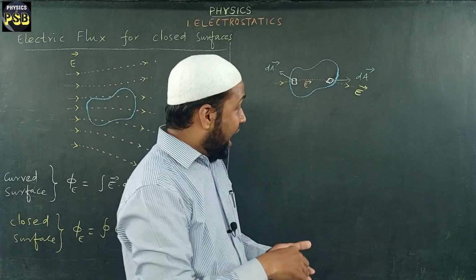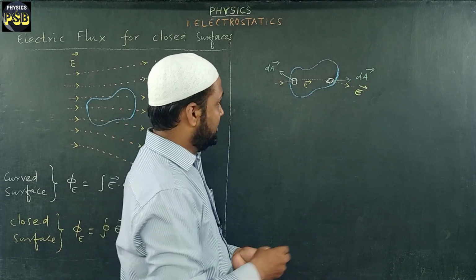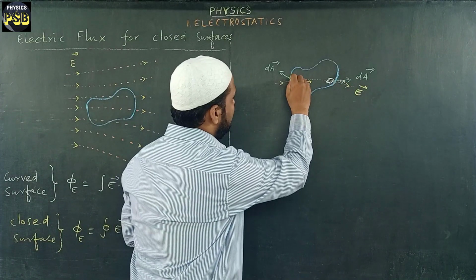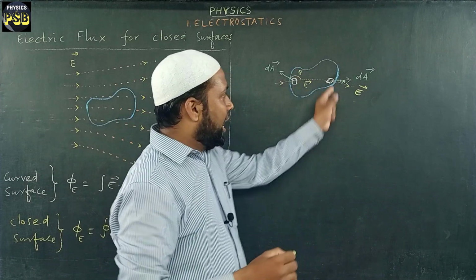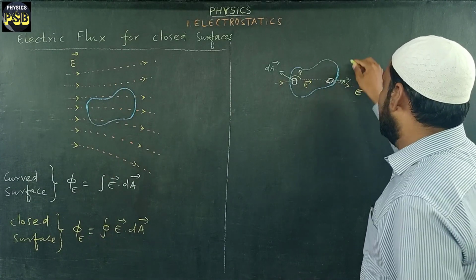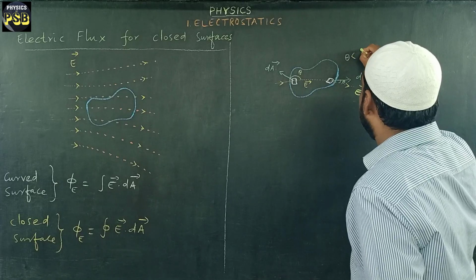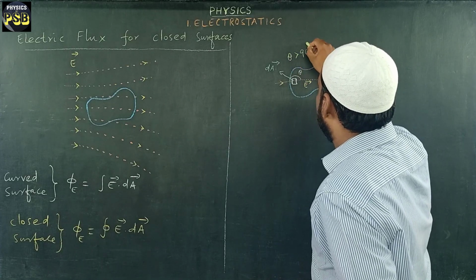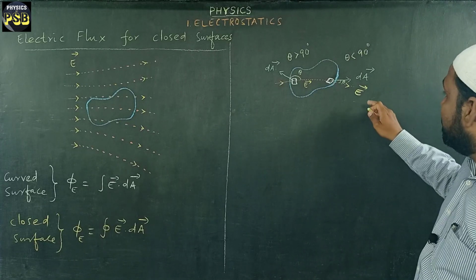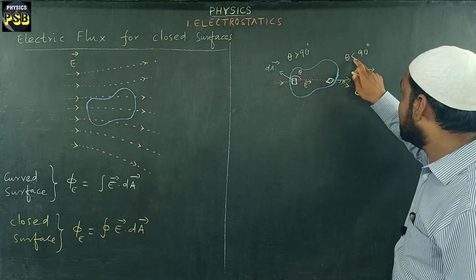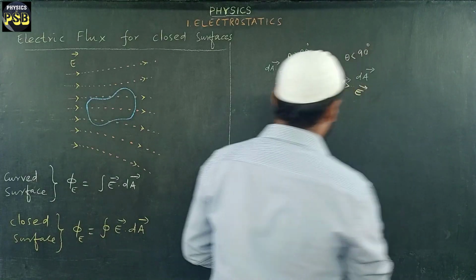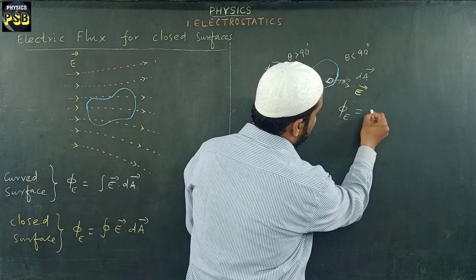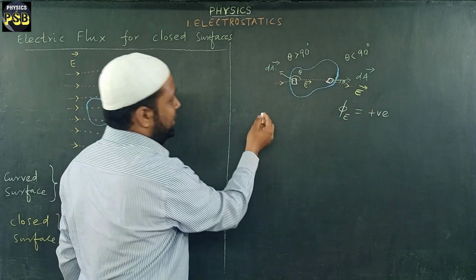Then the angle between E vector and dA vector is nothing but taken as theta. And the same thing here, the angle between these two is taken as theta. If you look at this carefully, you may find that the value of theta here is less than 90 degrees, whereas here it is more than 90 degrees. Where the angle between E vector and dA vector is less than 90 degrees, the electric flux is said to be positive.